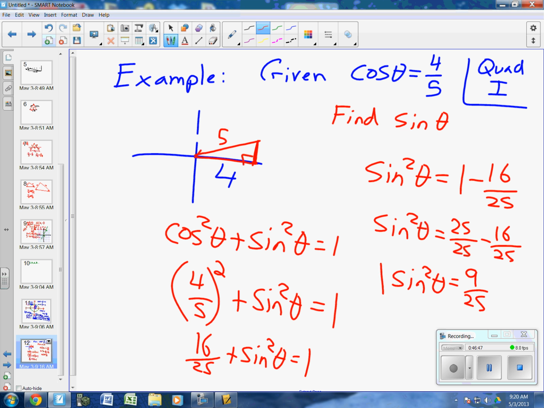Now, normally when you take the square root, you get plus and minus. However, I know that my angle is in the first quadrant. That's why this is important, you guys, up here. And everything, x and y, are positive in the first quadrant. So I just need the positive one.